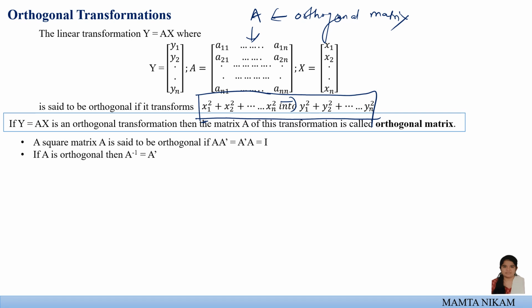Note down some important points. Given a square matrix A, it is said to be orthogonal if A into A transpose, or you can say A transpose into A, is equal to identity. And if it is orthogonal, then A inverse is equal to A transpose. This relation is proved. These are the points which are helpful for MCQ type questions. Okay, so let us discuss an example based on orthogonal transformation.